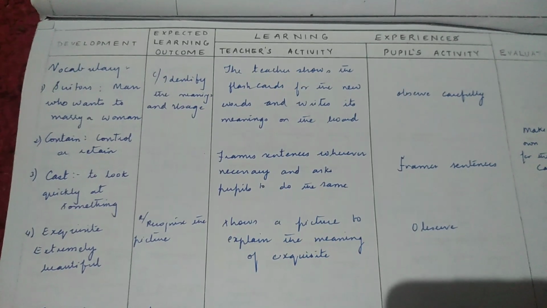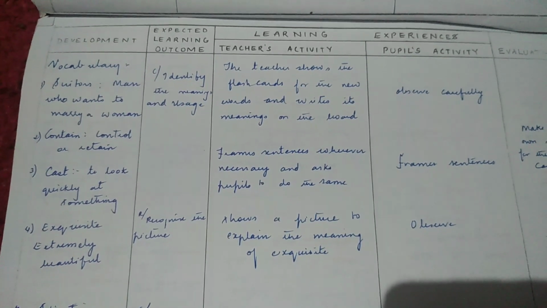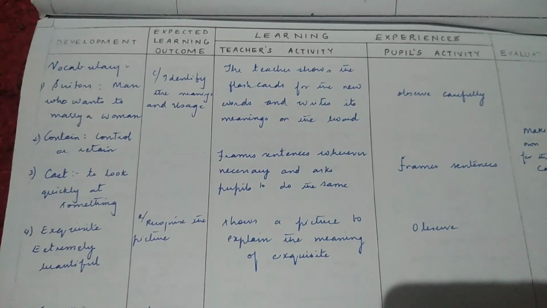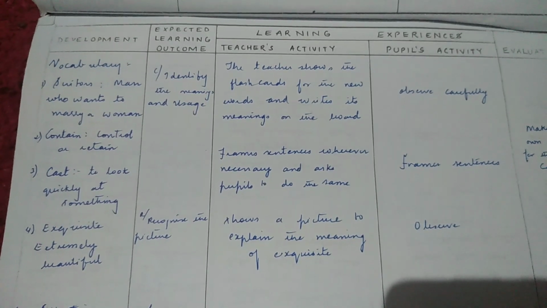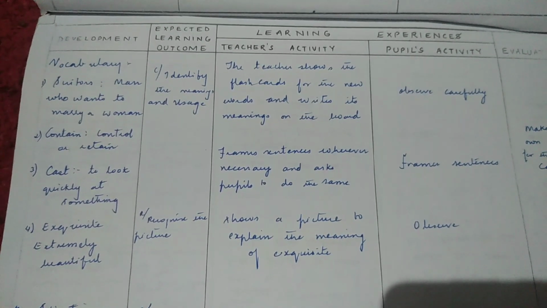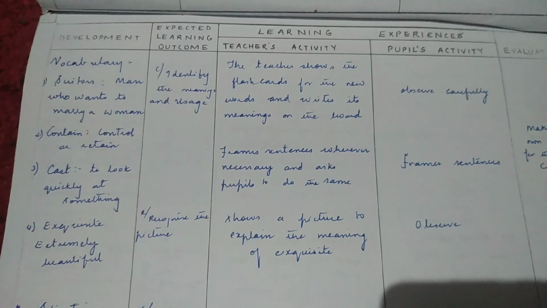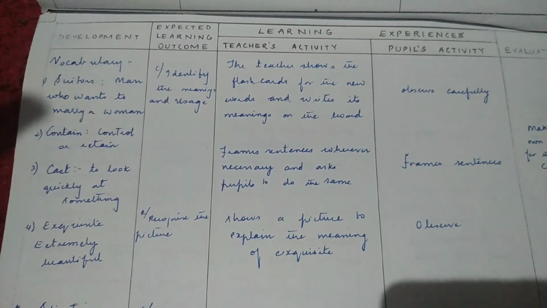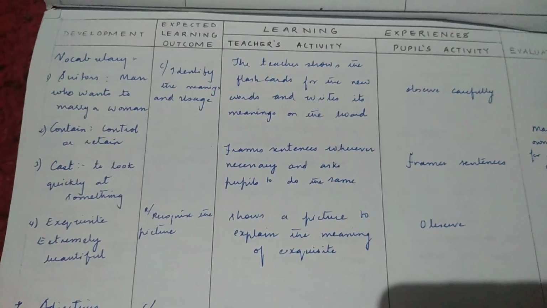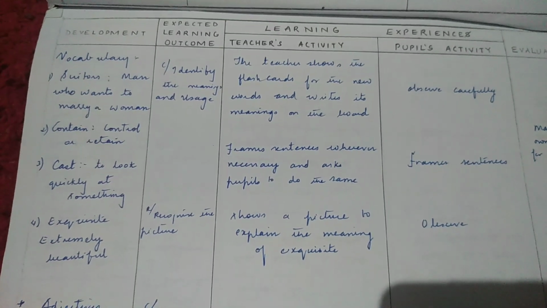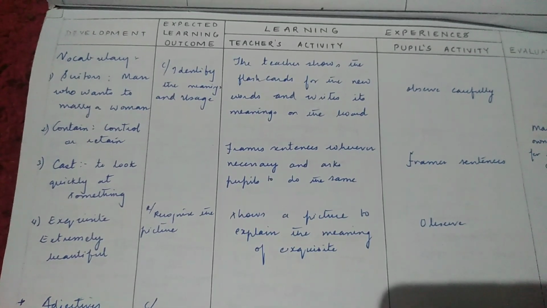First word is suitors, which means a man who wants to marry a woman. Then the second word is contain, which is nothing but something which has to be retained or stuck on.